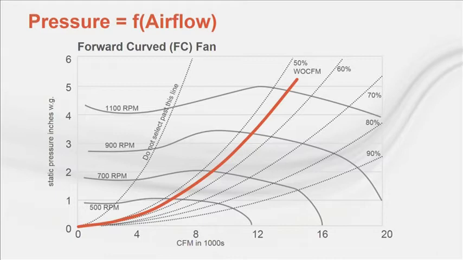The y-axis, the dependent variable, represents pressure. It is dependent on the airflow represented by the x-axis, the independent variable. In other words, for a given airflow, the system will have a total resistance equal to the pressure, not the other way around.